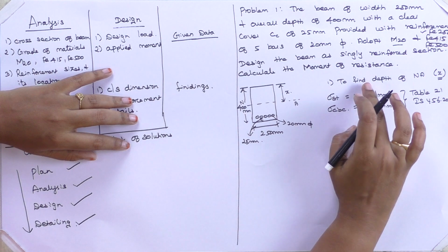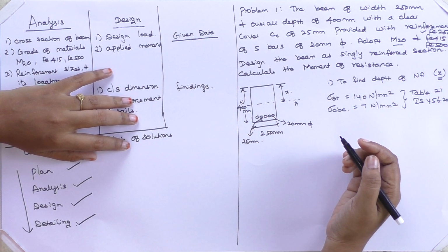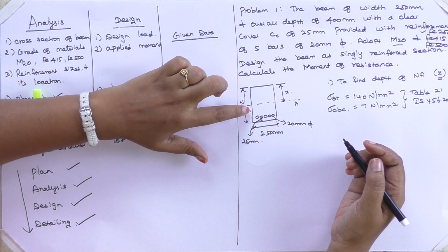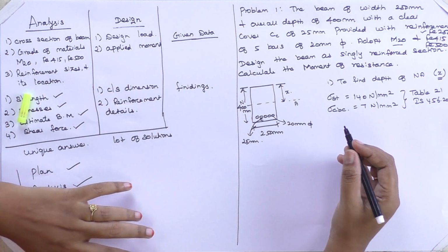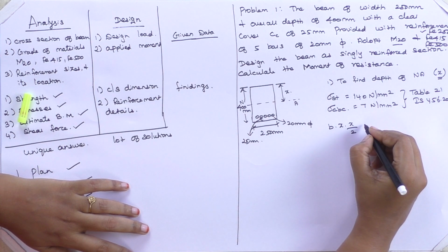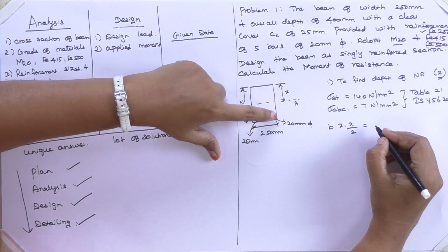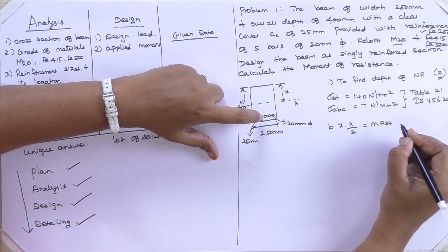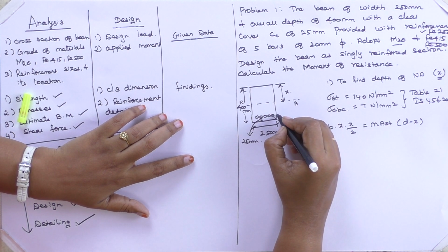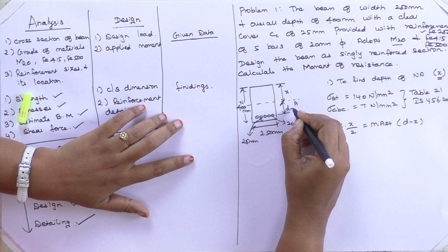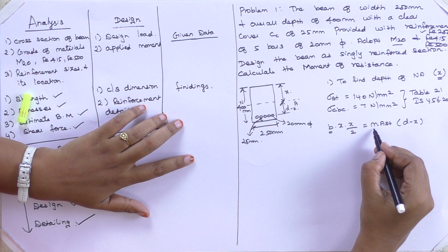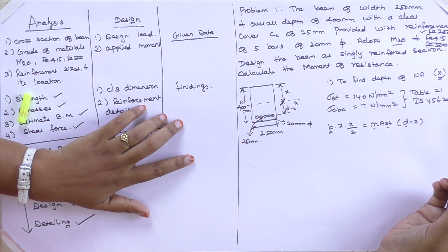Now we are going to calculate the depth of neutral axis. For calculating the depth of neutral axis, the moment of resistance of the concrete section should be equated to the moment of resistance of the steel section. For that, B into x by 2 is equal to m times AST, that is your transformed section, m times AST into d minus x. D minus x is nothing but this area. Okay. Now we can substitute the value of B, value of m, value of AST and value of d.